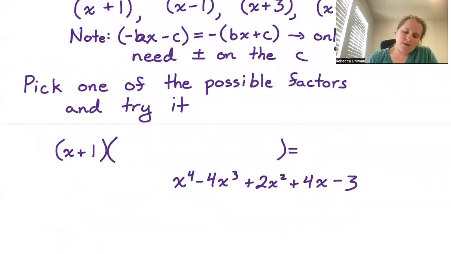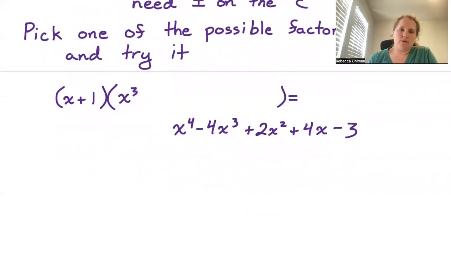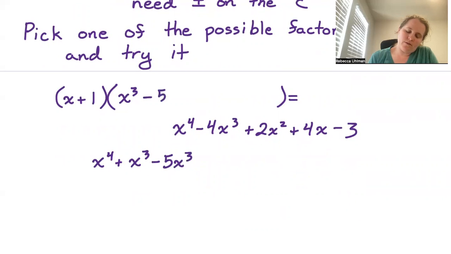So we would need x cubed to give us our x to the 4th. So then this would be x to the 4th plus x cubed. So to be minus 4x cubed, we would then have to subtract off 5x cubed. So we would have a minus 5x squared times x gives us that minus 5x cubed. And we have a minus 5x squared. To land on 2x squared, we would need a plus 7x.